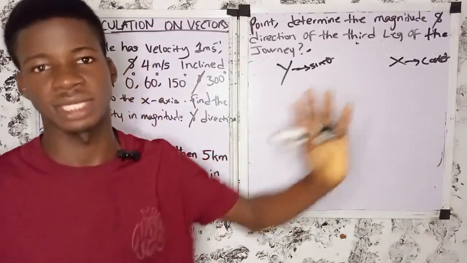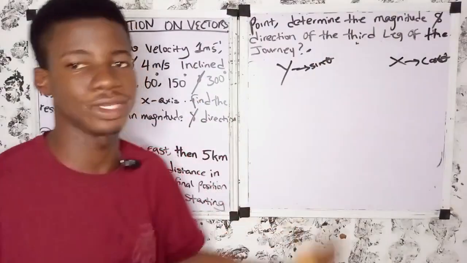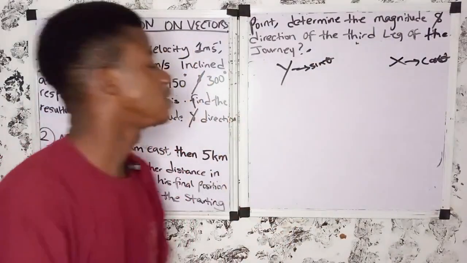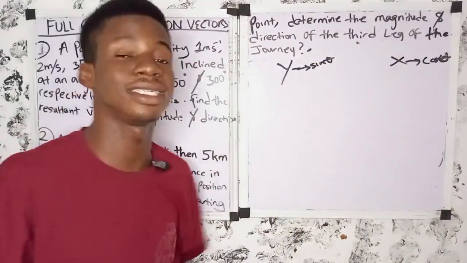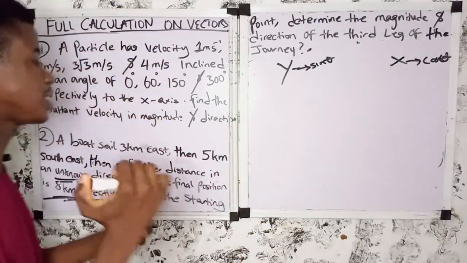Cos theta. Then we'll sum everything. We get our resultant, which is the magnitude of the vector. Then we get the direction of the third leg. I also teach you guys how to calculate the direction. So let's start now.